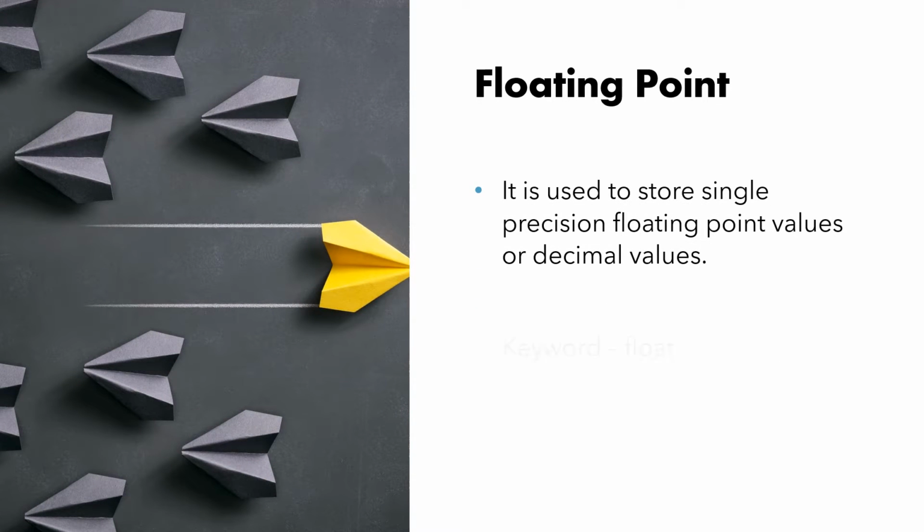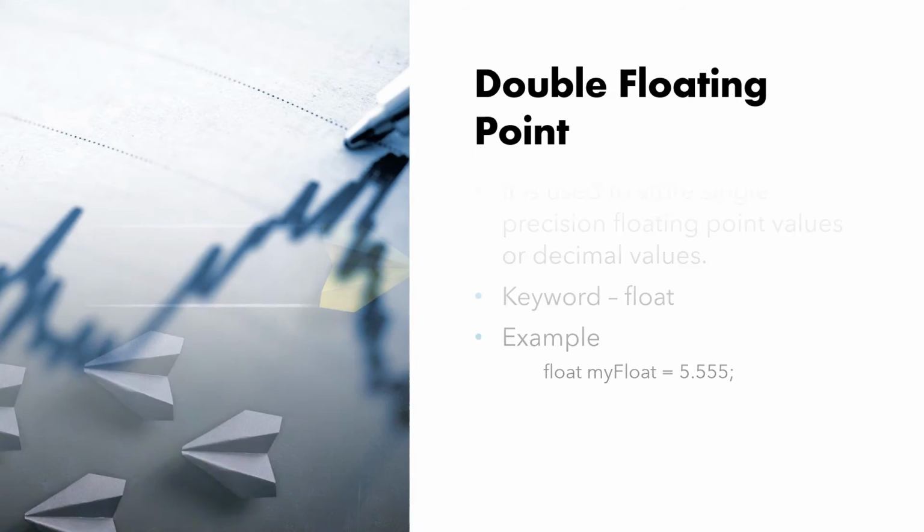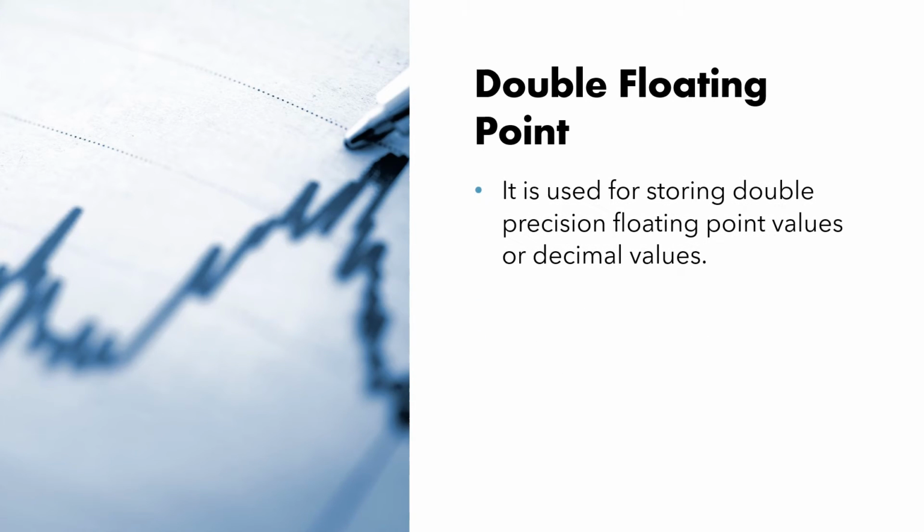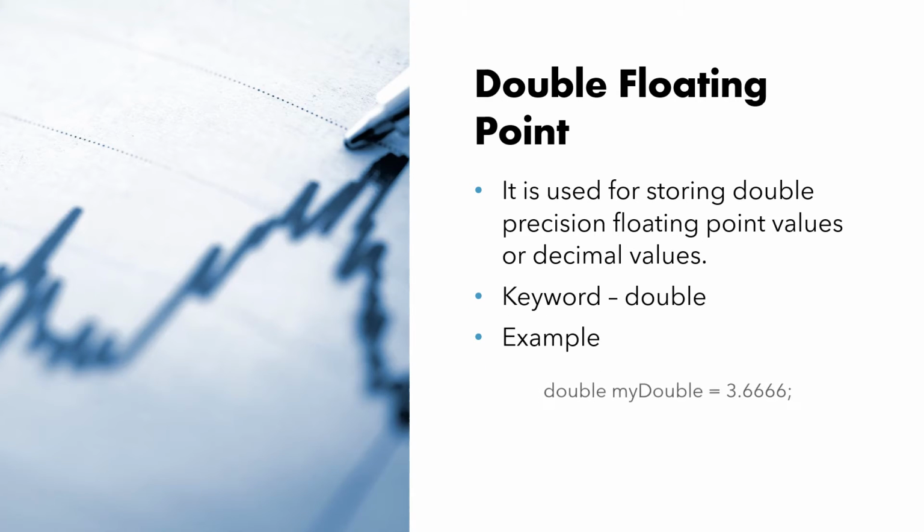Floating point variables are used to store single precision floating point or decimal values. We use float keyword to declare floating point variables in a program. Double floating point variables are used to store double precision floating point or decimal values. We use double keyword to declare double floating point variables in programs.